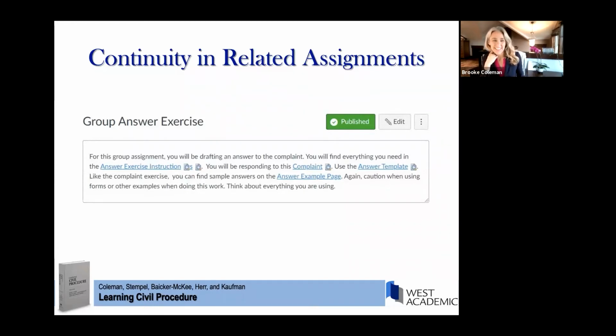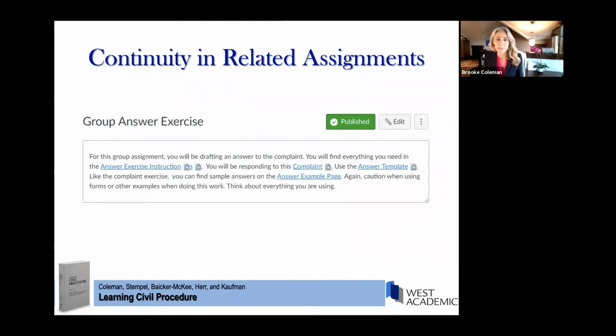The final thing that we do is continuity in related assignments. And I think this goes back to Steve's point about scaffolding. Before, we showed you the complaint exercise; well, this is the answer exercise that we do. We consolidate into one complaint, and then my students have to meet in groups to write an answer, but it's the same subject that they saw a week or two before, now filing a different document with respect to that.